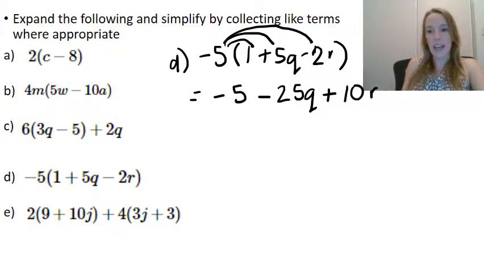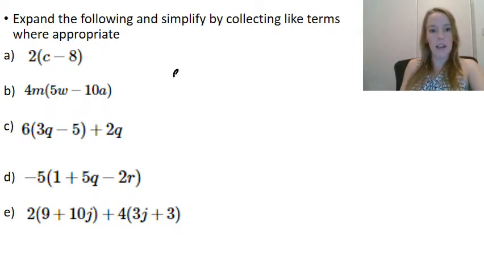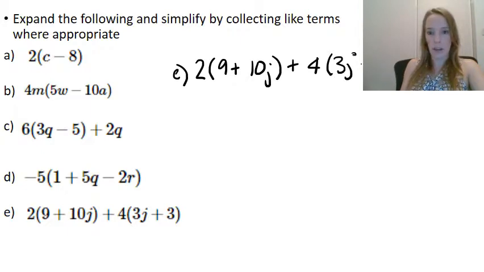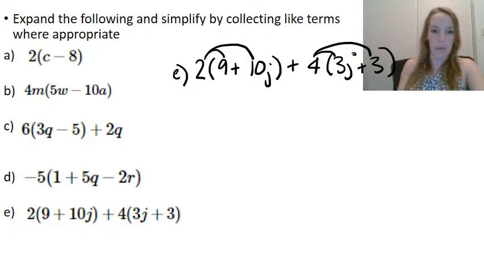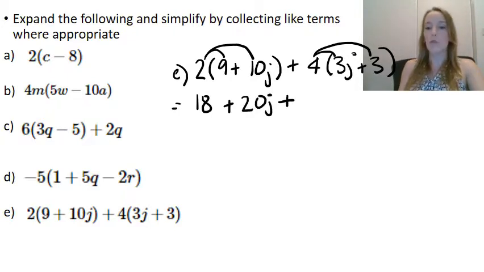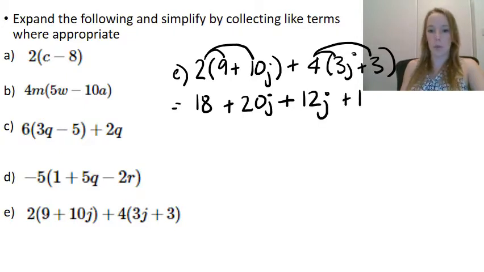And our last one, E, I'm going to clear the page again for E. E is 2 times 9 plus 10j plus 4 times 3j plus 3. So in this case, we're going to do 2 lots of the claw. So we're going to apply the term outside the brackets to all the terms inside the brackets. So 2 times 9 is 18, plus 2 times 10j is 20j, plus 4 times 3j is 12j, plus 4 times 3 is 12.